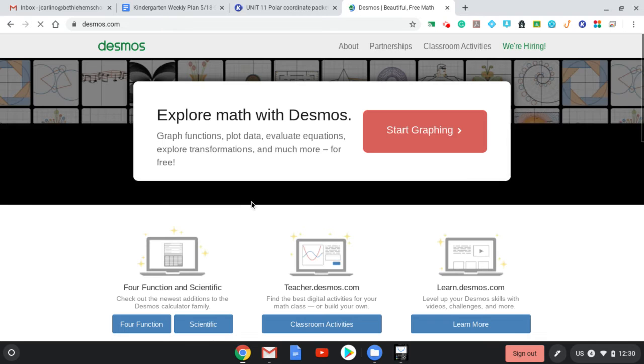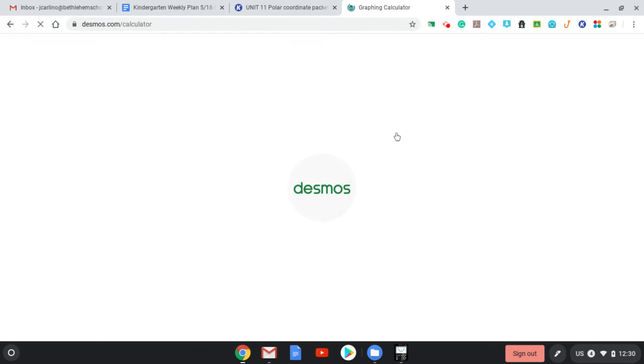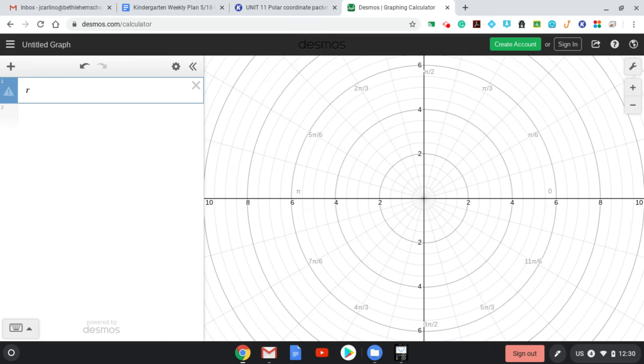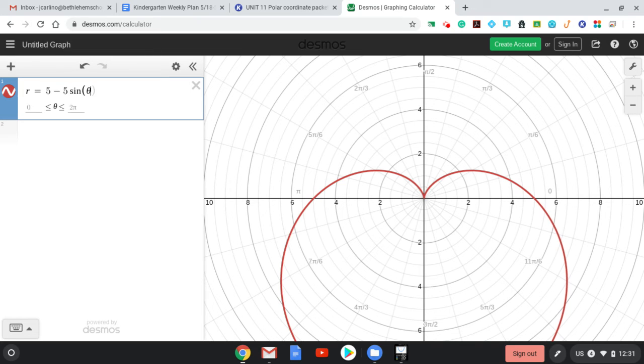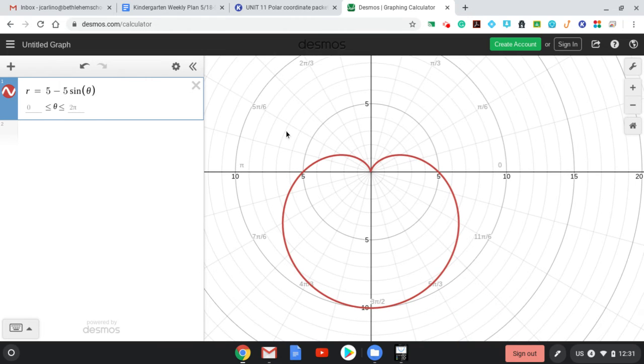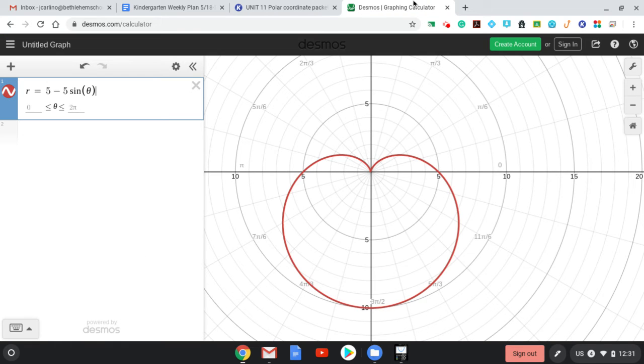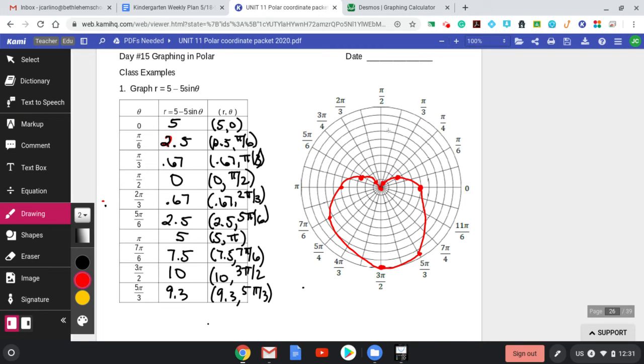Again, what I recommend is checking your answer on Desmos, or even checking it before you start graphing. Say to yourself, all right, I'm going to graph this on Desmos. Here's what it should look like. So I go to my polar grid. Again, this equation is r equals 5 minus 5 sine, parenthesis, type in the word theta, and there it is. There's our graph. Looks pretty good to the one we did there. All right, so it matches. Okay. All right, so nice job on that one.